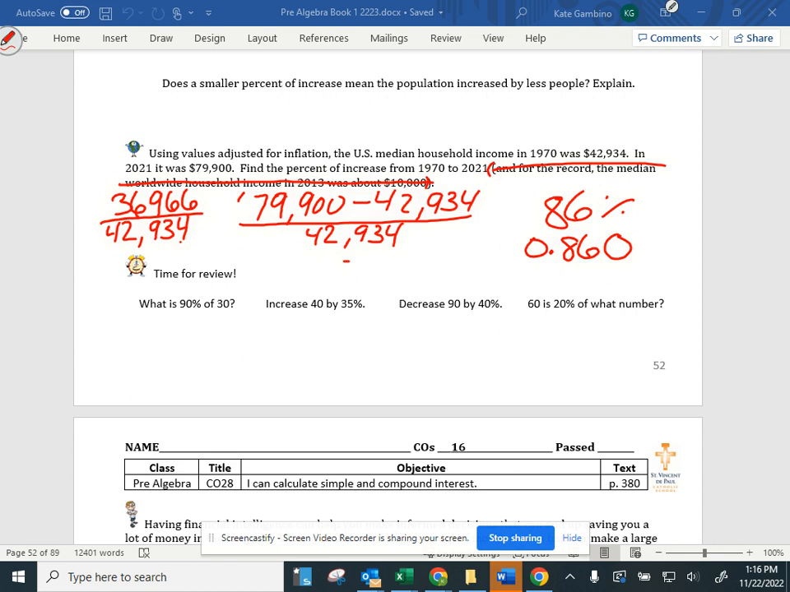Emily. So I got 36,966 for the subtraction problem. And then I did 42,934 divided by... You got what? 1.6. So did you take the 42,000 and divide it by the 36? Yeah. It's super easy to make those kind of mistakes.